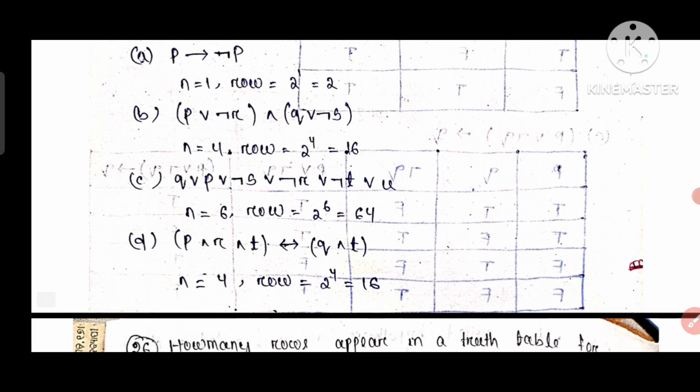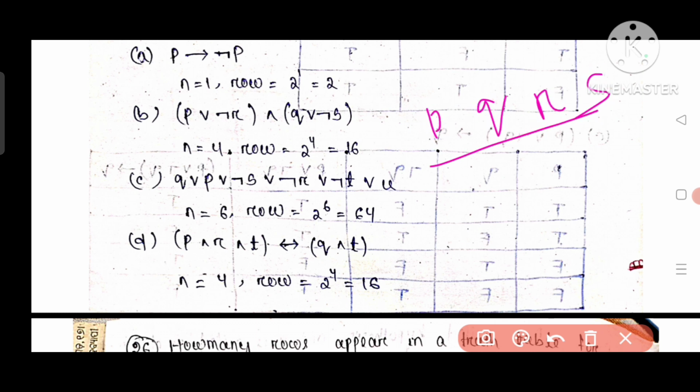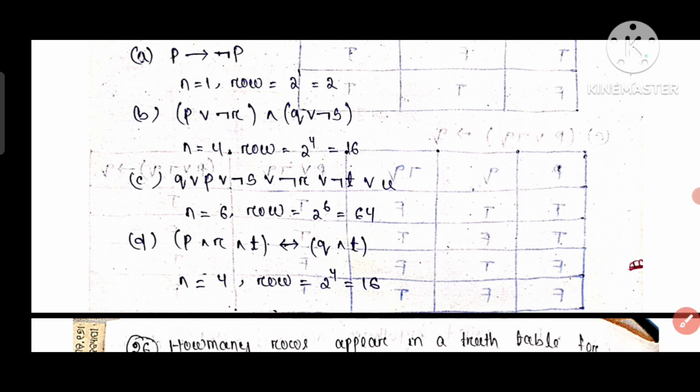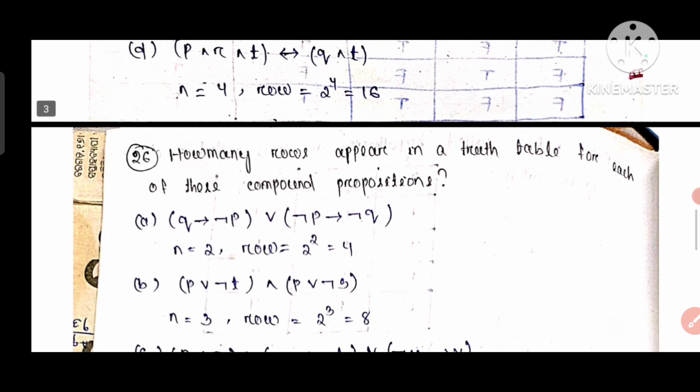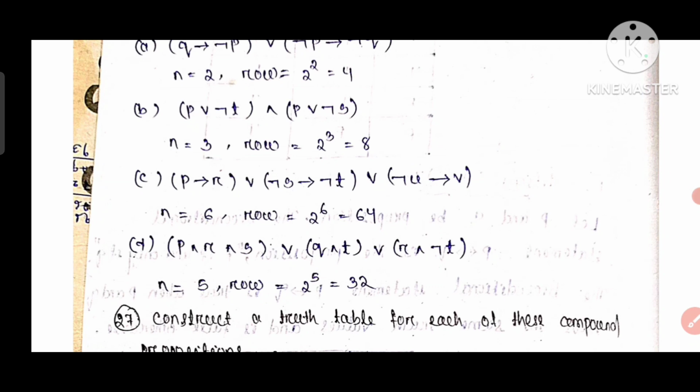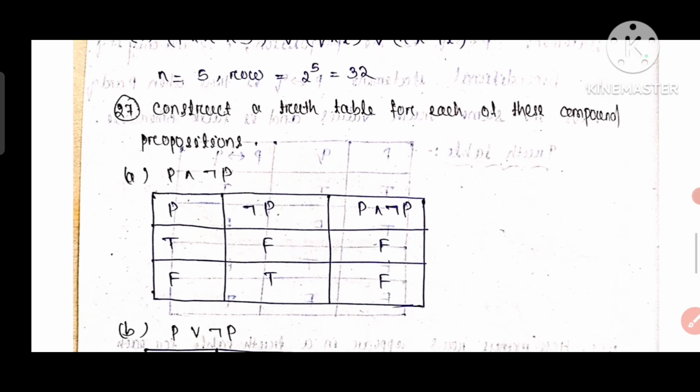Next, P disjunction negation R, conjunction Q disjunction negation S. Here 4 propositions are present: P, Q, R, S. So n is equal to 4. So how many rows are present? Our formula is 2 to the power n. So 2 to the power 4 is equal to 16. Clear? Similarly, I give some other examples. You will solve them. These are also similar questions.